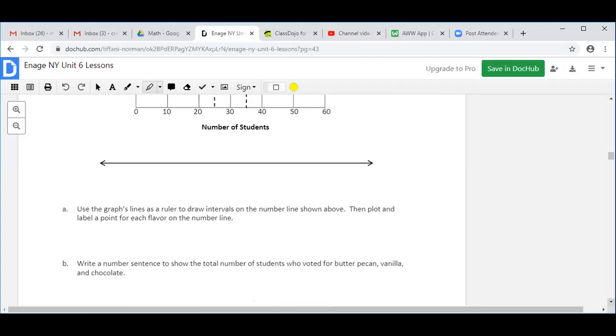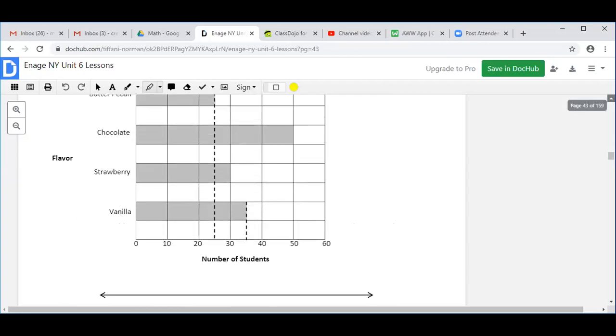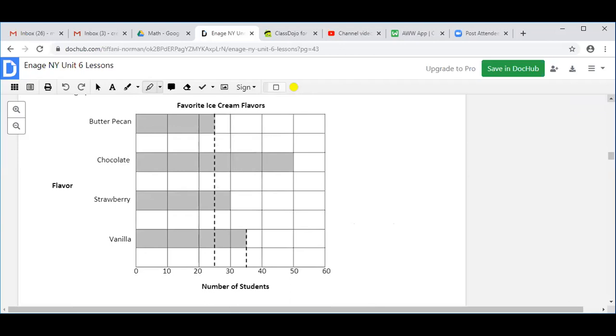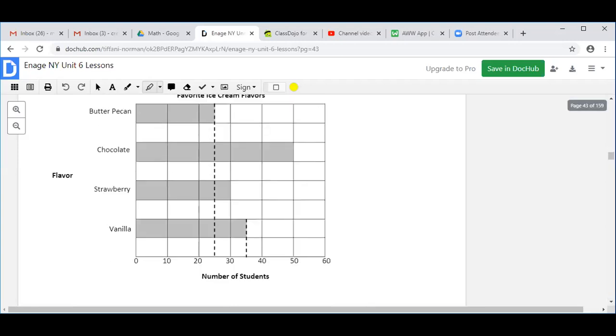So part B asks, write a number sentence to show the number of students who voted for butter pecan, vanilla, and chocolate. They didn't say we have to find the answer. They just said write the number sentence. So if I am going to combine the number of people that chose butter pecan, vanilla, and chocolate, that means I'm going to add. With butter pecan, I see that it is 25.